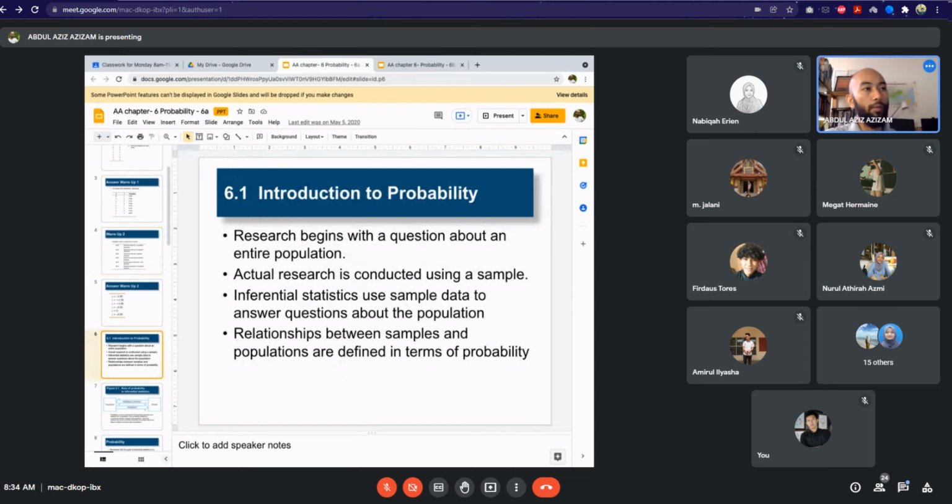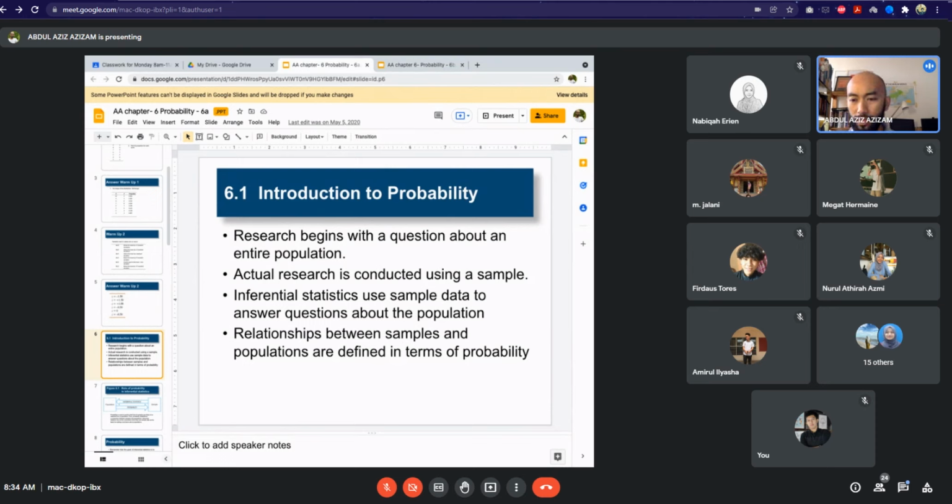Now, probability. So what is probability? Research begins with questions about an entire population. Actual research is conducted using a sample. Inferential statistics use sample data to answer questions about the populations. Relationship between sample and population are defined in terms of probability.